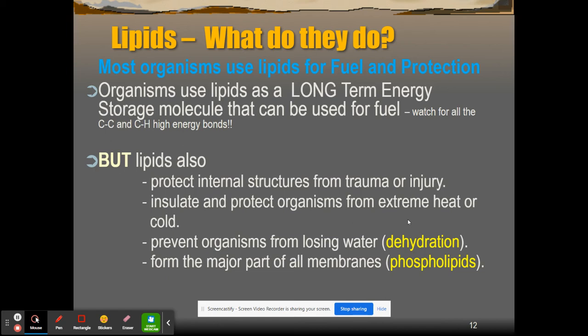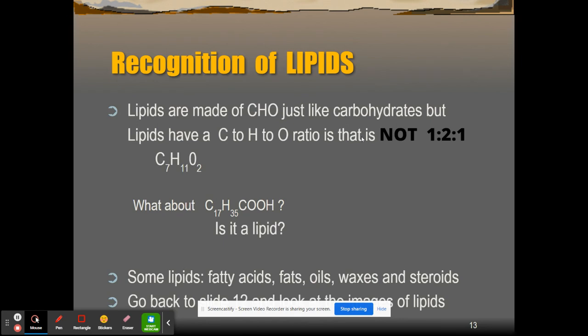They can insulate you from temperature highs and lows. They prevent organisms from losing water or dehydrating, and they form the major part of all membranes. Lipids also have C's, H's, and O's, but they don't have as many oxygens. They have a much, much smaller number of oxygens. So typically you won't see a 2-to-1 ratio of hydrogens to oxygens. Some more lipids: fatty acids, fats, oils, waxes, and steroids are examples of that.